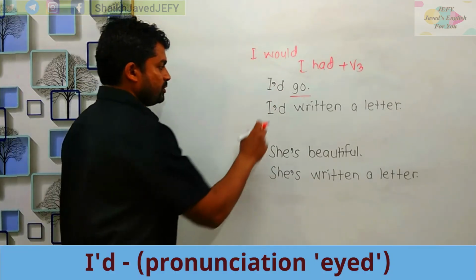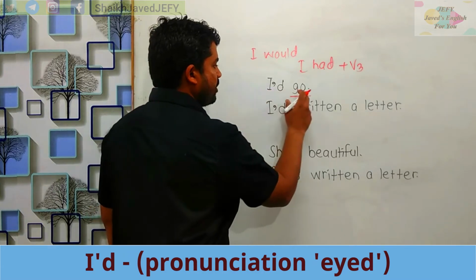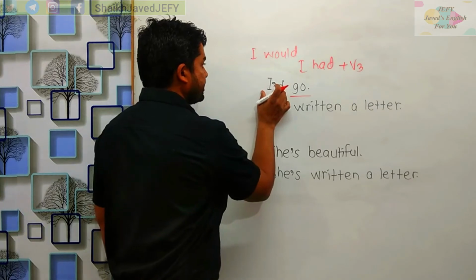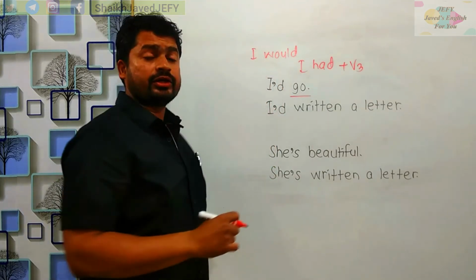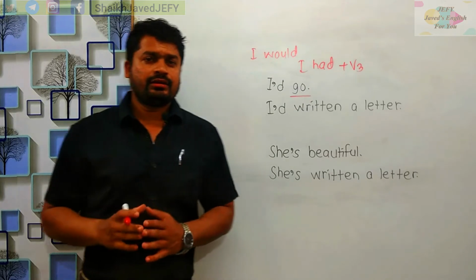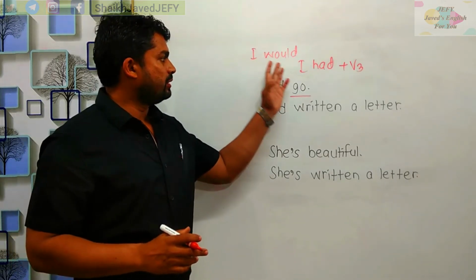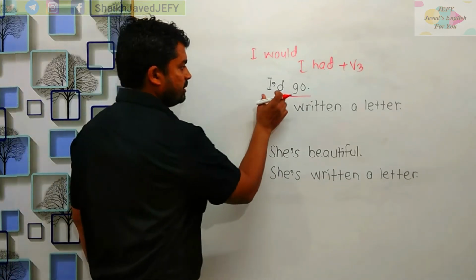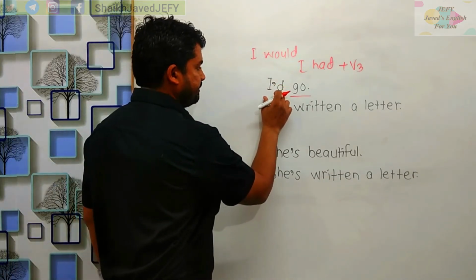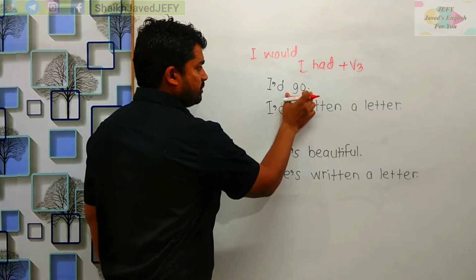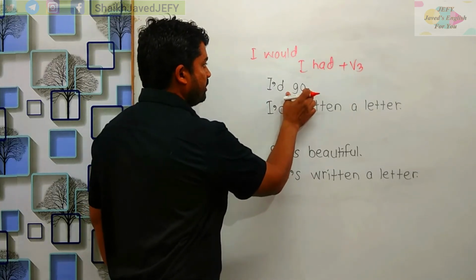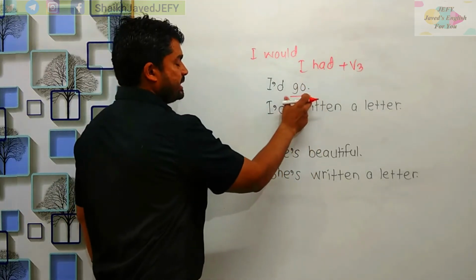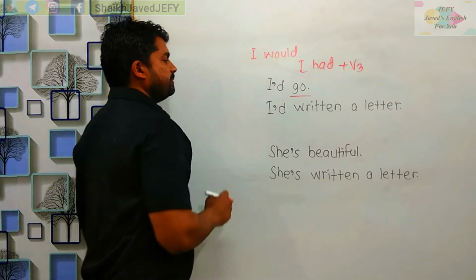Okay, so how to read it? I'd go in this way, but it actually is a contraction for this one. Once again, I would and I had, they are written in the same form, in the same contraction, I apostrophe D. But if the next verb is in the third form, it's had. If the next verb is in the first form, it's would.